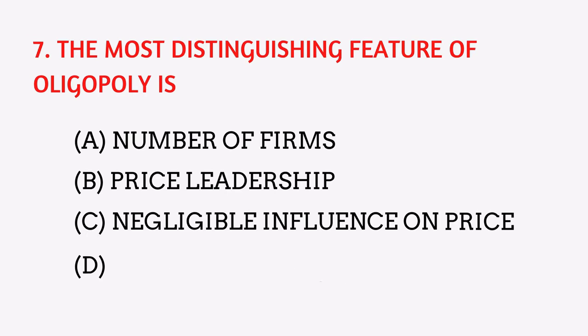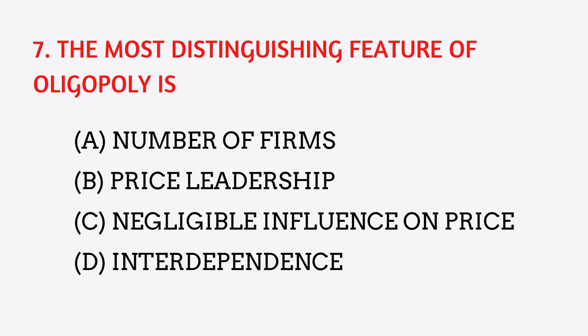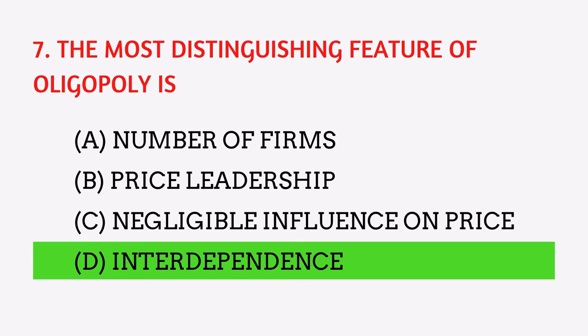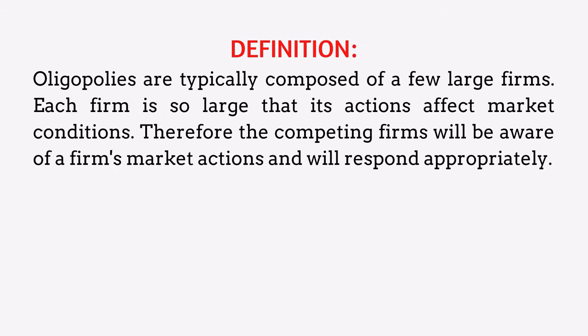The most distinguishing feature of oligopoly is... The answer is interdependence. Oligopolies are typically composed of a few large firms. Each firm is so large that its action affects market conditions. Therefore, the competing firms will be aware of a firm's market actions and will respond appropriately.